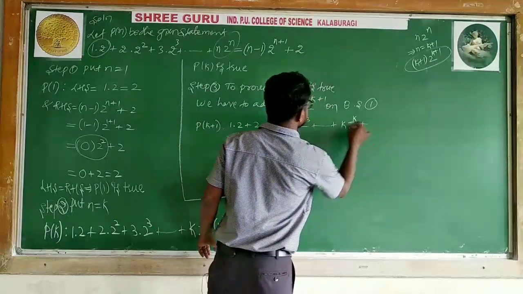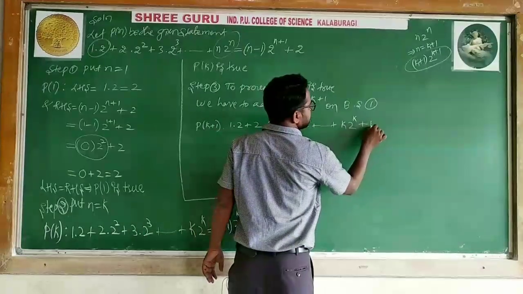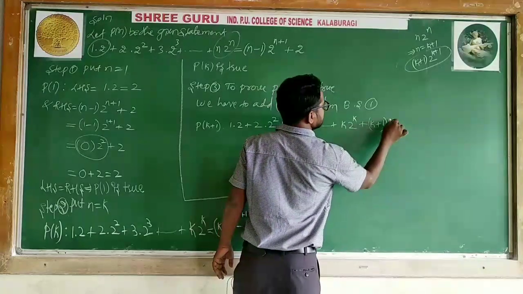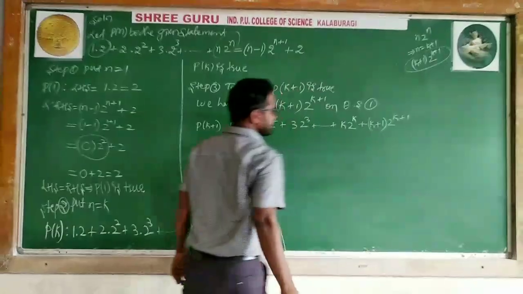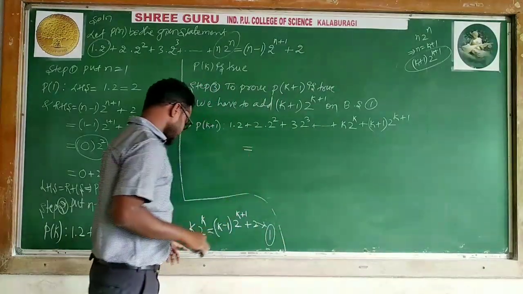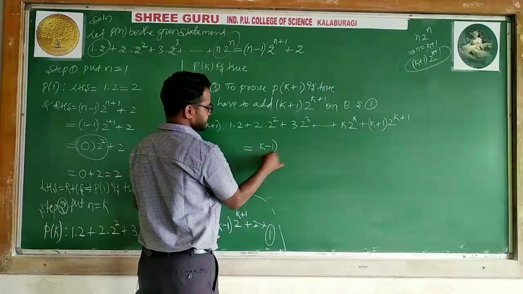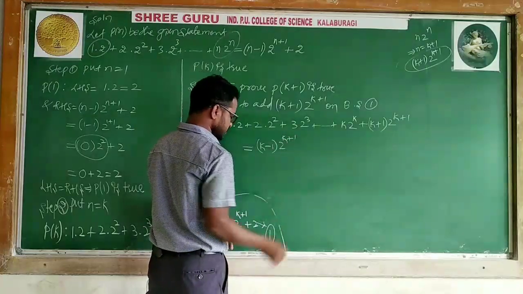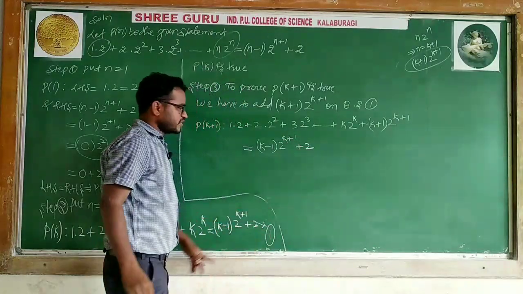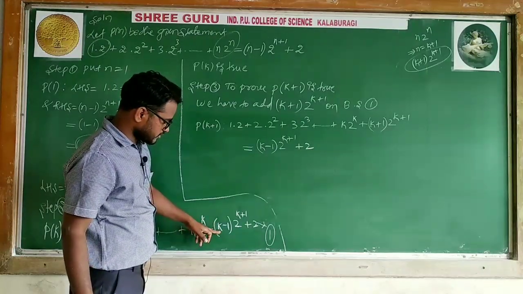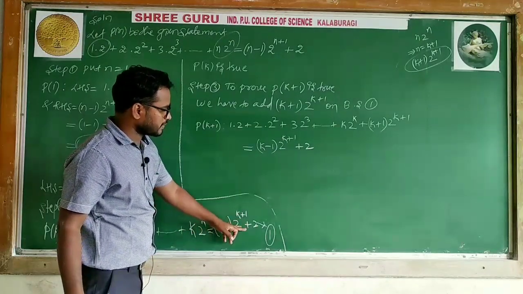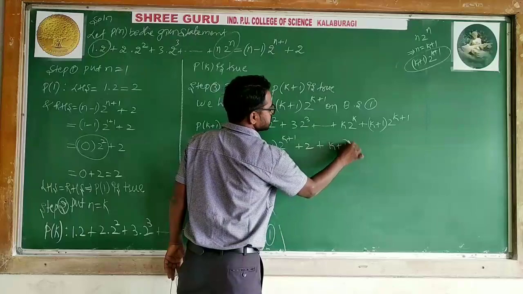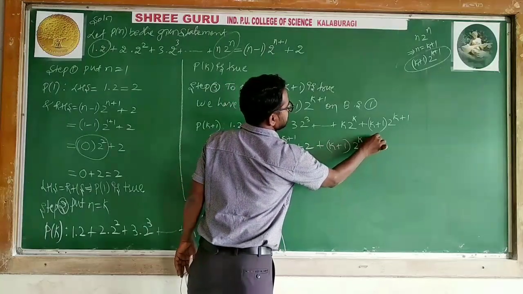What we are adding? k plus 1, 2 to the power k plus 1. We are adding to both sides. I will write the RHS here. What is the RHS? k minus 1, 2 to the power k plus 1 plus 2. What we are adding? This is already in the equation 1 case: k minus 1, 2 to the power k plus 1 plus 2. What we are adding? We are adding k plus 1, 2 to the power k plus 1.